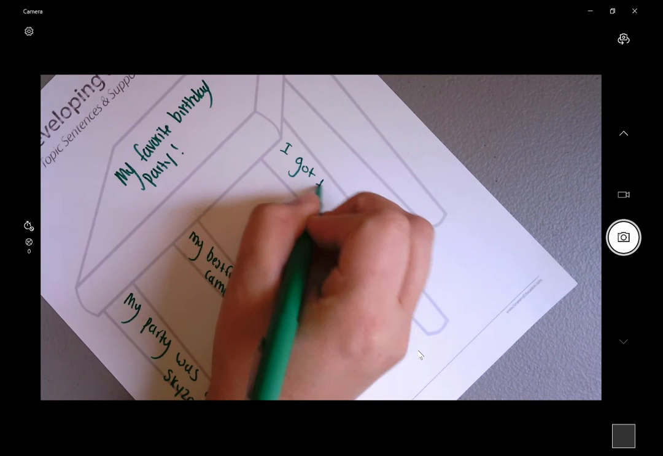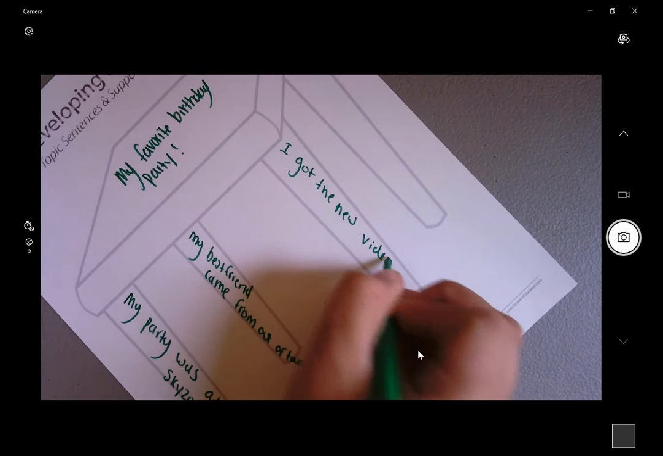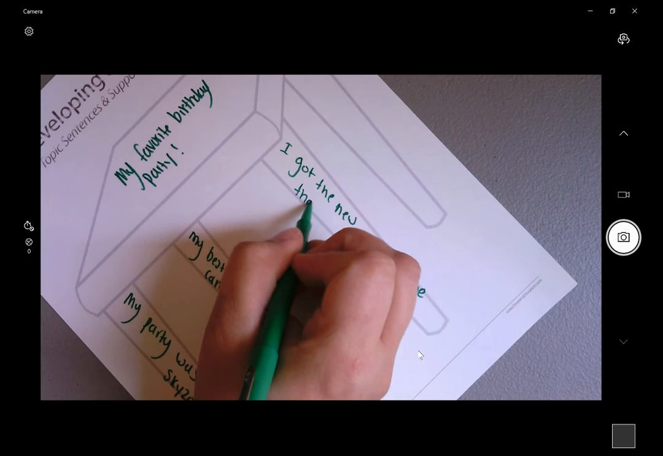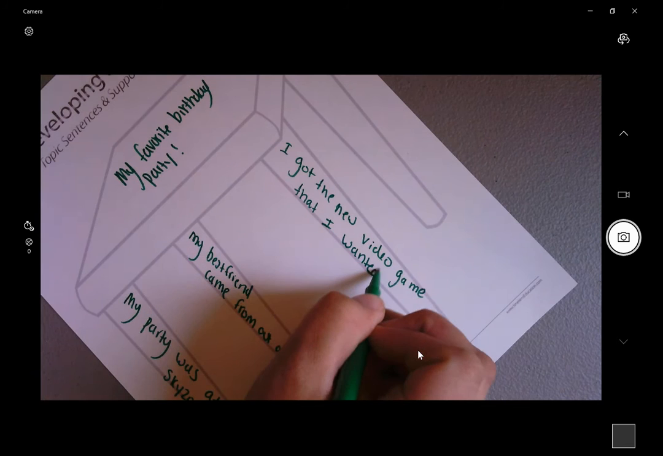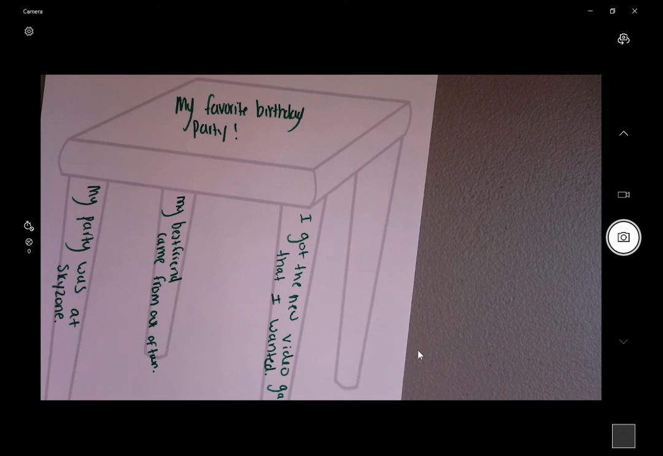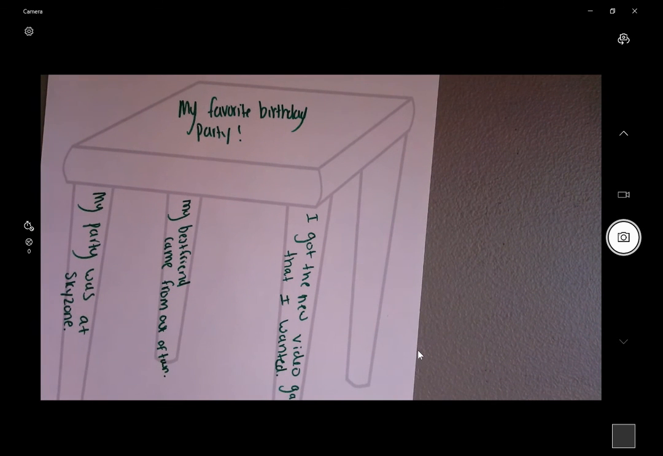I got the new video game that I wanted. Okay, so this is one more reason why this was my favorite birthday party ever. All right, so far, my birthday was at Sky Zone. My best friend also came from out of town, right? So that was super exciting for us. And I got the new video game that I wanted.